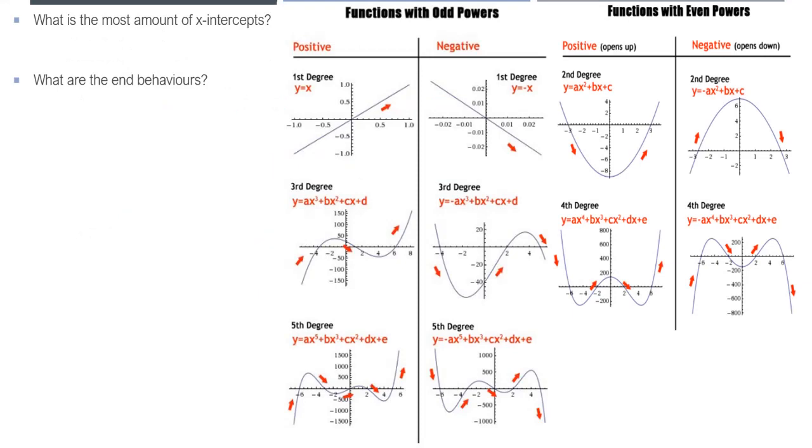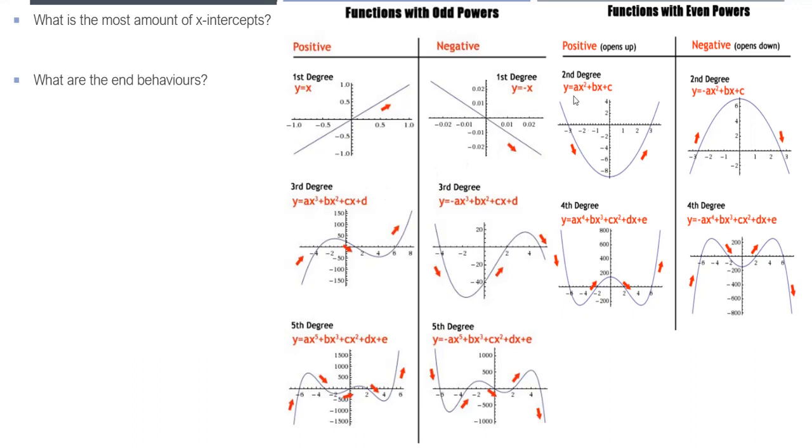So now that we've looked at what is a polynomial, let's look at how those graphs look. So we have functions with odd powers and functions with even powers. And then if we look at this chart, we have if it's positive or negative, and that's going to be our leading coefficient. So first degree, that's just a linear graph. We can see that as it's going right, it's going up, and to the left, it's going down. Now if it's negative, those are both flipped.